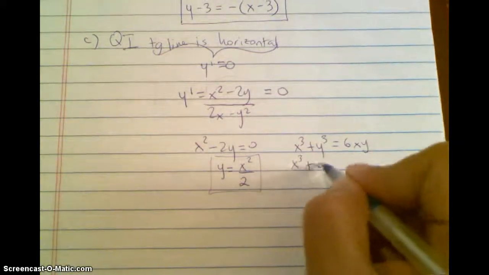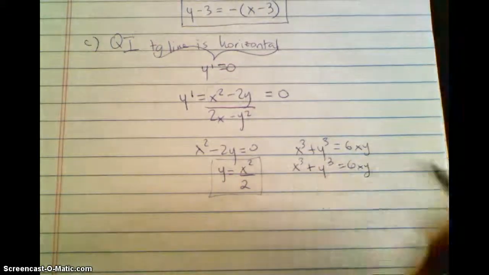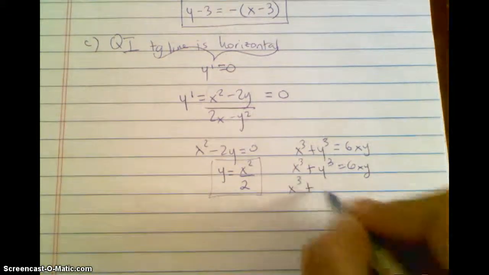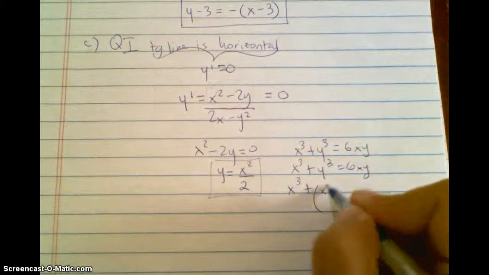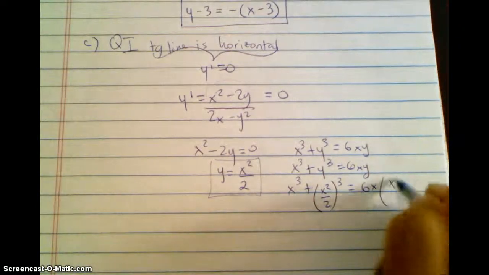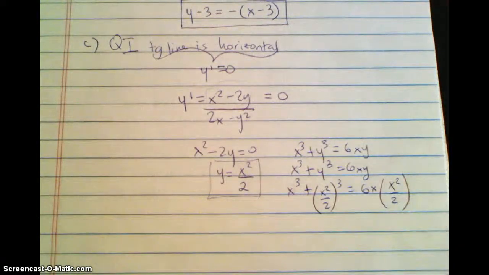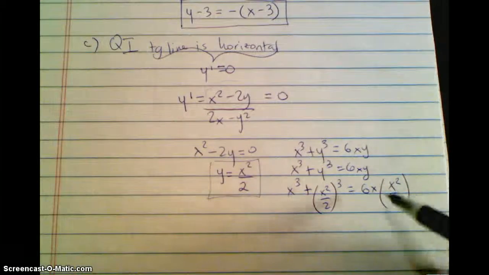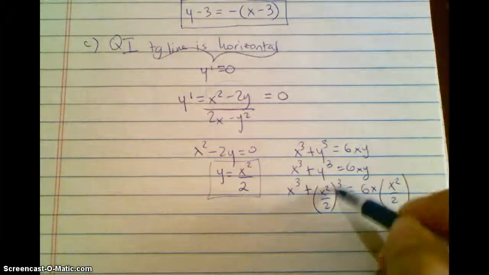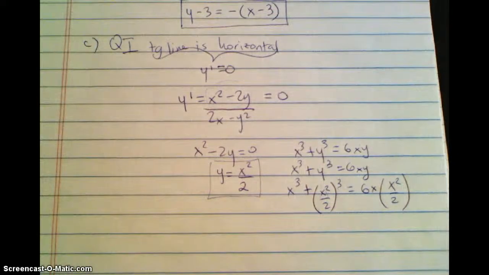x cubed plus y cubed, let me just write it out again. Now I'm going to replace it: (x squared over 2) cubed equals 6 times x times x squared over 2. So whenever I see y, I replace it with x squared over 2, so that I have one equation with one variable, which is perfectly solvable. One thing that you have to pay attention to: the entire quotient is raised to the third power, so don't forget to raise the numerator and denominator to the third power as well.